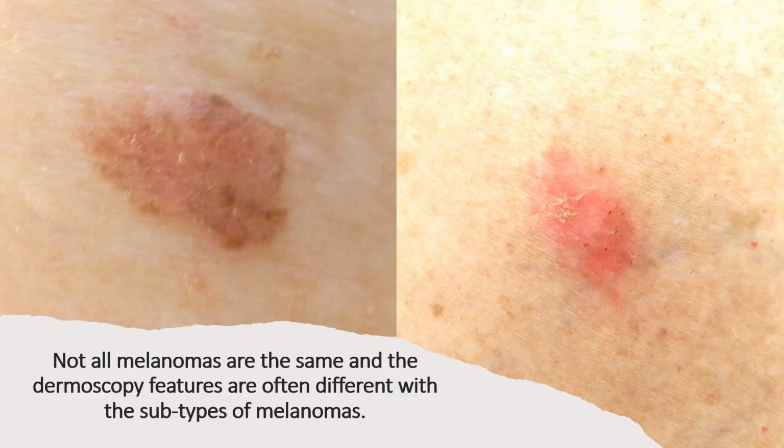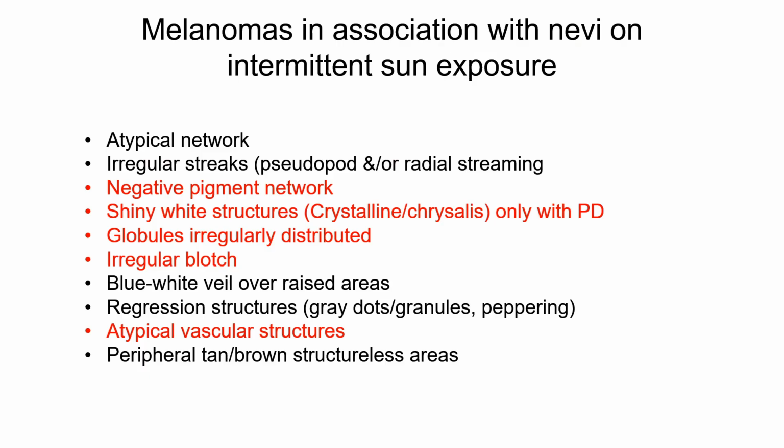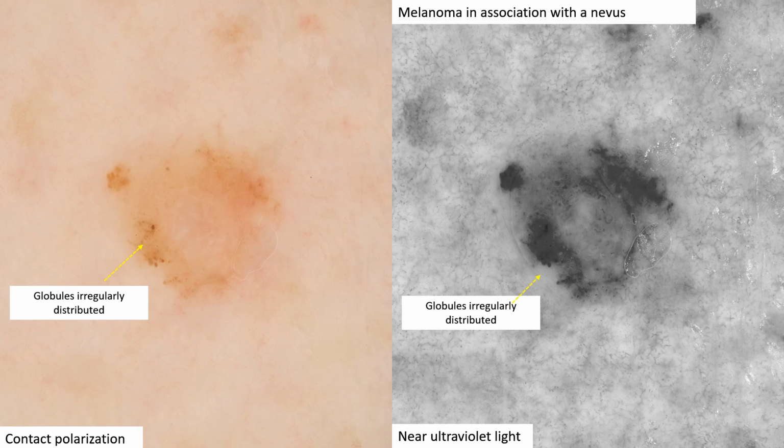Not all melanomas are the same, and the dermoscopy features are often different with the subtypes of melanomas. For example, melanomas in association with nevi on intermittent sun exposure, we look for a negative pigmented network. We look for the shiny white structures only with polarized dermoscopy. The globules irregularly distributed, the irregular blotch, and sometimes atypical vascular structures. So here we have this lesion.